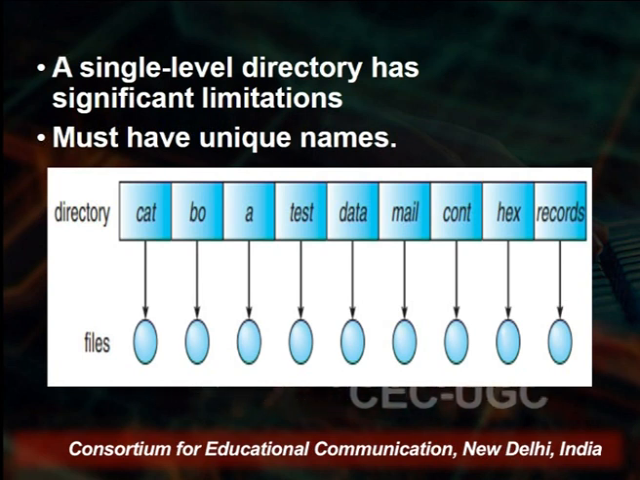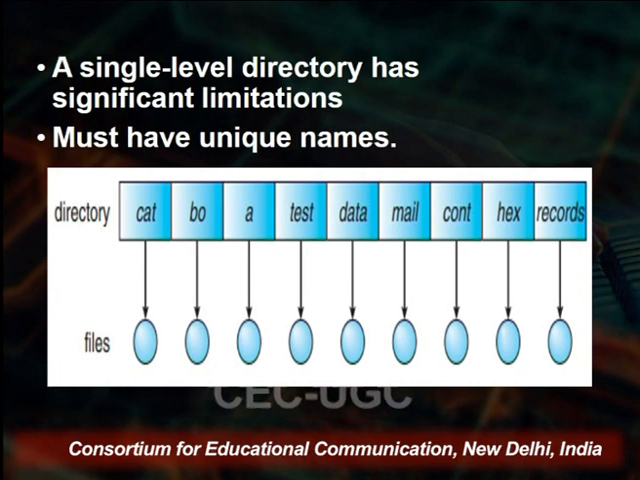It is one of the simplest directory structures, in which all the files are contained in the same directory. There are no subdirectories, just one directory, and all the files, whether relevant to one particular subject or another, are contained in it. Although it is easy to support and understand, this structure has significant limitations, because all the files are stored in only one directory. All the files must have unique names.